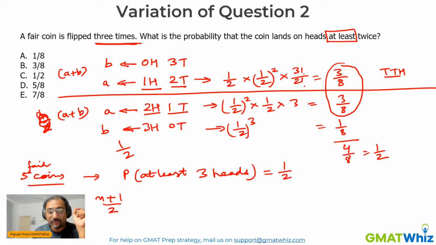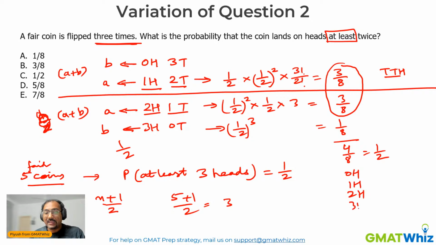So if there are 5 coins that I'm tossing, (5 plus 1) by 2, which is 3, is the median. So 3 heads is the median, and 4 heads and 5 heads, those 3 cases will be in the bottom, basically. So you can say 0 heads, 1 head, 2 heads, 3 heads, 4 heads, 5 heads. You can clearly see that this is the median, and this is half of the cases. So they can give you 5 coins, ask for at least 3 heads, and their answer is still half. You don't have to do any math, if you understand the logic behind this.